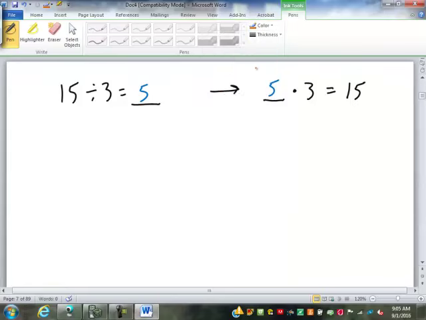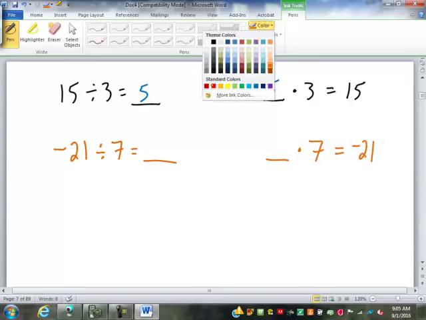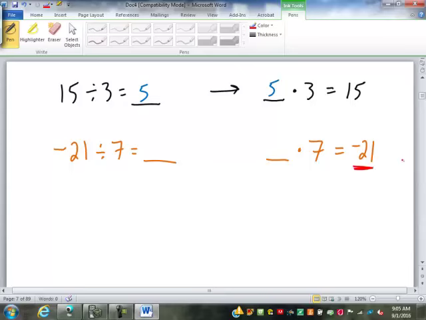If I throw in the integers, the negatives, if I have negative 21 divided by 7, well, if I look at that here, blank times 7 equals negative 21. To get a negative answer here, I have to have one positive times one negative, don't I? The 7 is positive, which means this number has to be negative. Which we know it's going to be 3. 3 times 7 is negative 21. So this result is a negative 3. A negative divided by a positive equals a negative.